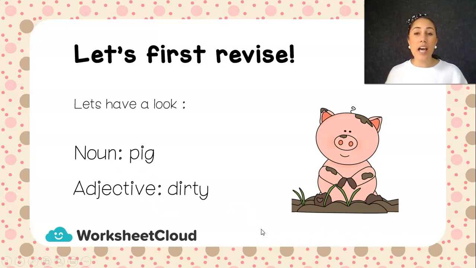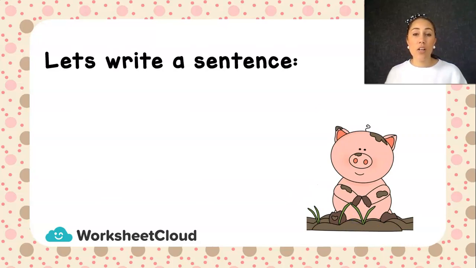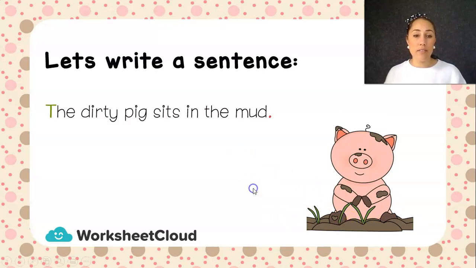And then we said that an adjective describes our noun, tells us a little bit more about the noun. So let's have a look at this pig. What can we use to describe this pig? We said that the pig was pink, it is dirty, or it's a young pig. So the adjective describes this pig. So let's write a sentence using our noun and our adjective. The dirty pig sits in the mud.